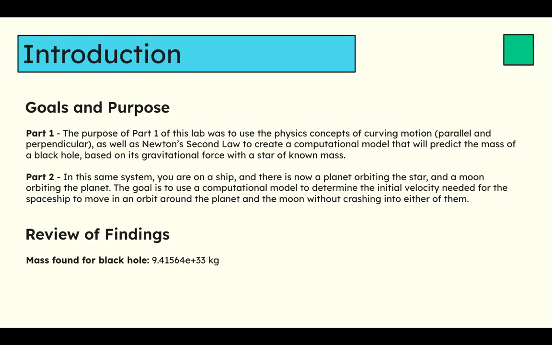And in part two, we use the same system using the mass of this black hole, but now there is a planet orbiting the star and a moon orbiting this planet. And in this part of the lab, we're on a spaceship, and our goal is to use a computational model to determine the initial velocity needed for the spaceship to move in an orbit around the planet and the moon without crashing into either of them.